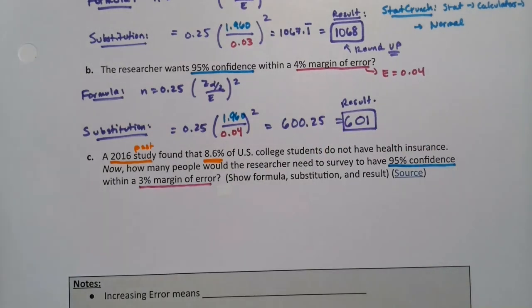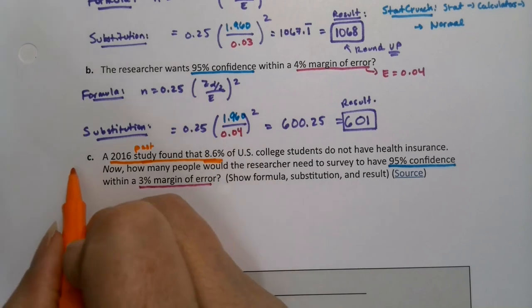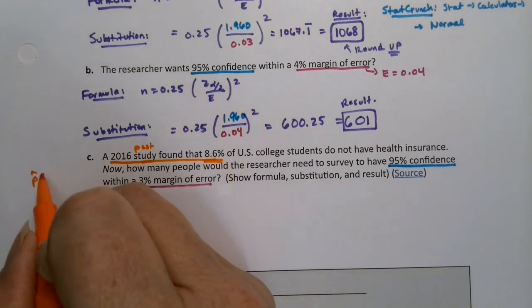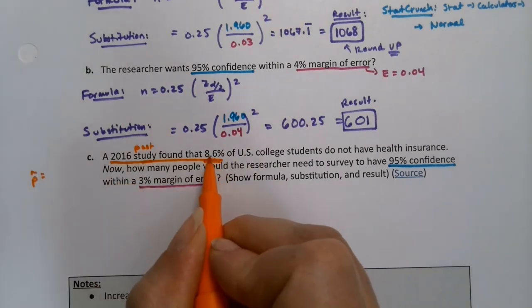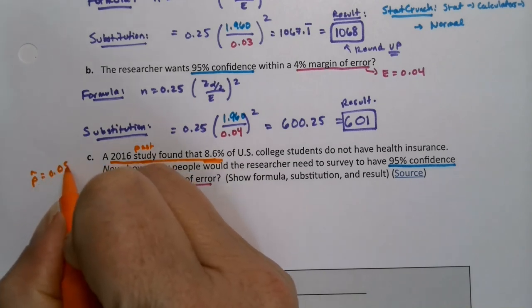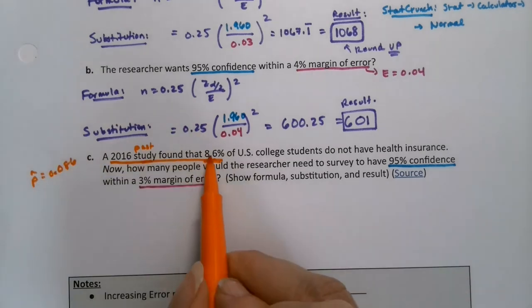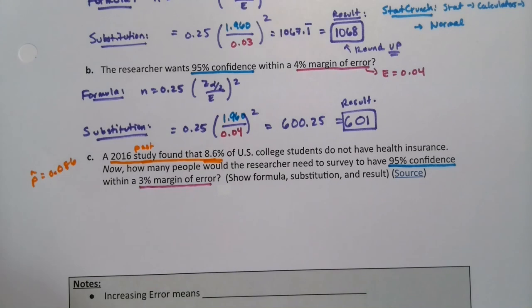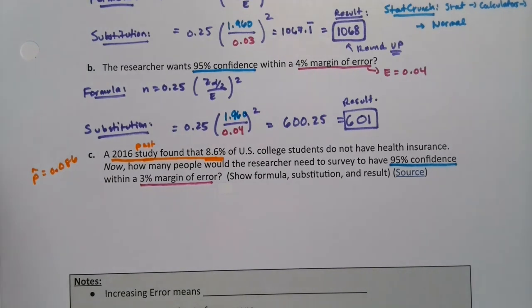What I do notice is that this past bit right here is giving me a prior p hat. Is telling me p hat is 8.6%. That's 0.086 because you move that decimal 2 spots over to the left to convert it into a decimal. That decimal point, I should say.